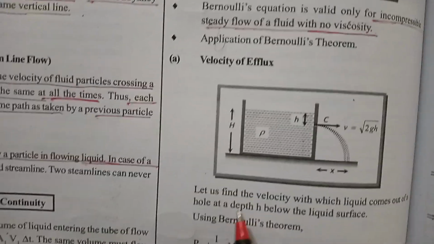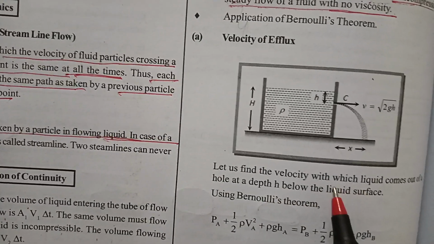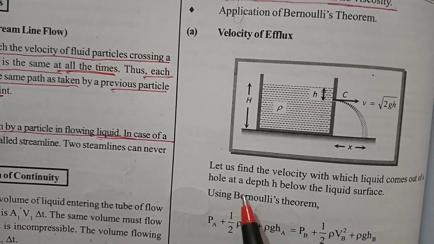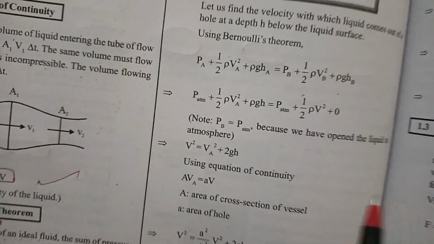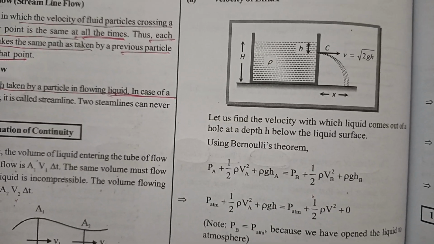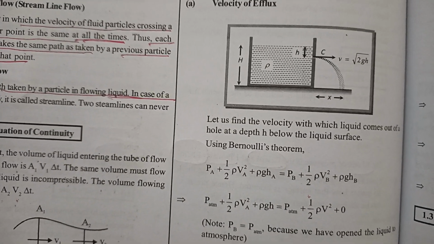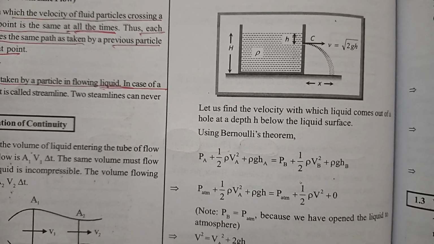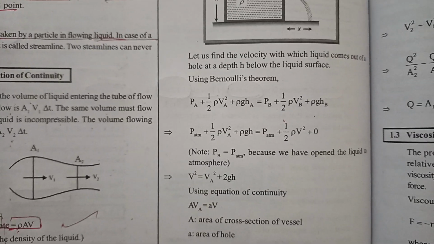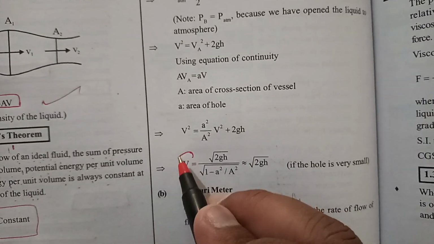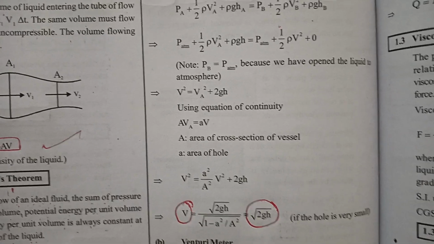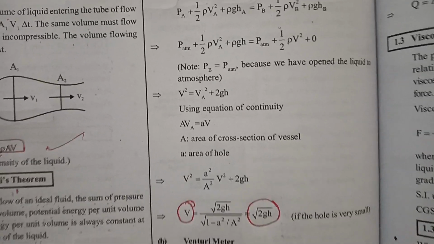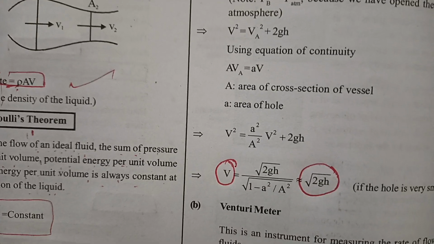Okay, velocity of efflux. Let us find the velocity with which liquid comes out of a hole at a depth h below the liquid surface. Derivation is not there in your syllabus, क्योंकि competitive examination में you have to understand first what will be the ultimate result. That velocity will be equal to root 2 g h. h is the depth of the hole here.